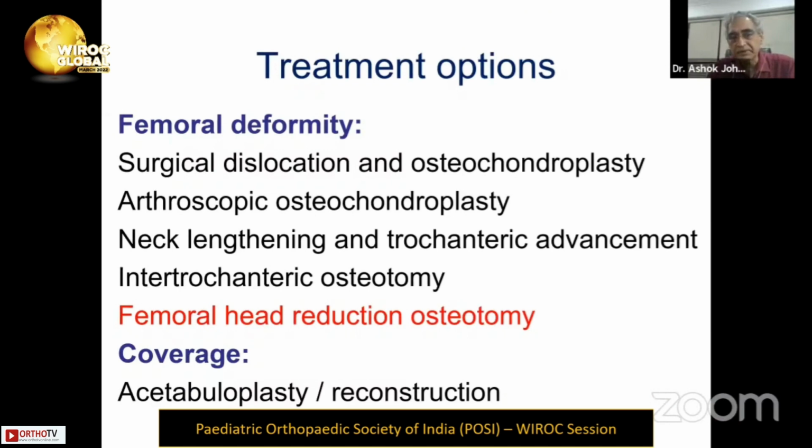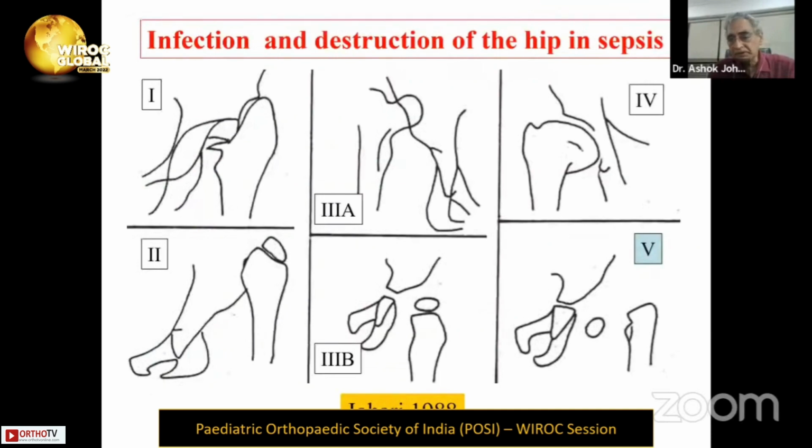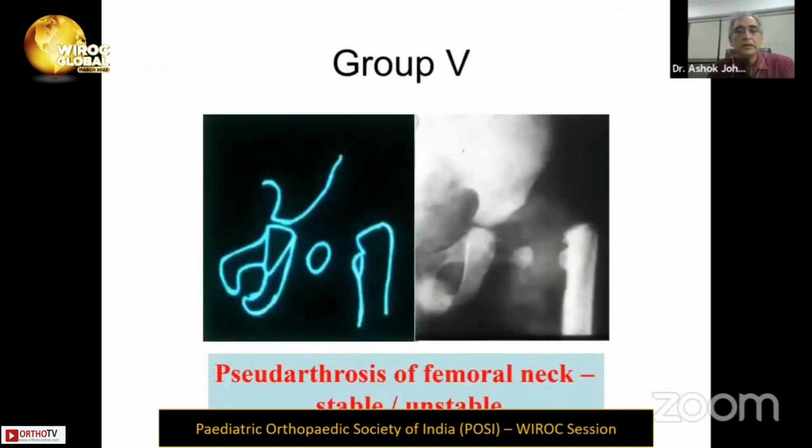The other treatment options here are maybe an arthroscopic osteochondroplasty, neck lengthening and trochanteric advancement, intertrochanteric osteotomies, femoral head reduction osteotomy on the femoral side, and increasing the coverage by means of acetabuloplasties or reconstruction or salvage procedures to improve the coverage. Now, type 5, I'll very briefly focus on this. This is pseudarthrosis of the femoral neck. This could be stable, it could be unstable.